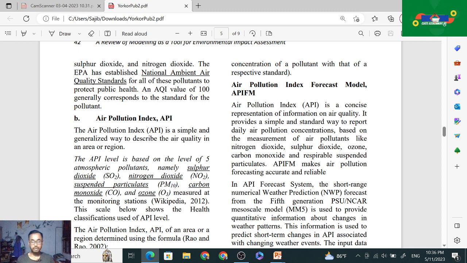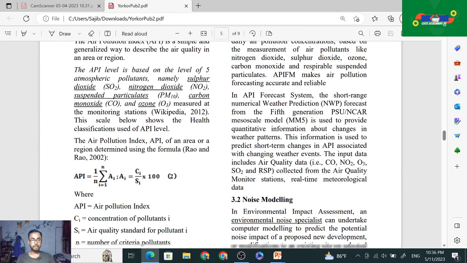And air pollution index, API. Air pollution index, API, is a simple and generalized way to describe the air quality in an area or a region. API level is based on the level of 5 atmospheric pollutants, namely sulfur dioxide, nitrogen dioxide, suspended particulate matter PM10, carbon monoxide, then ozone, measured at monitoring stations.